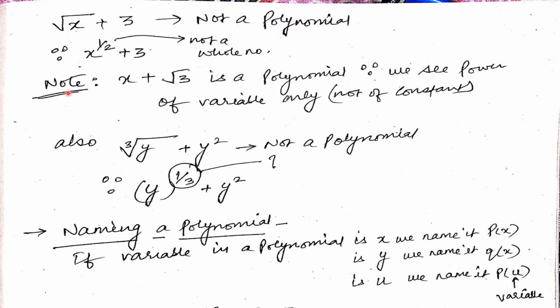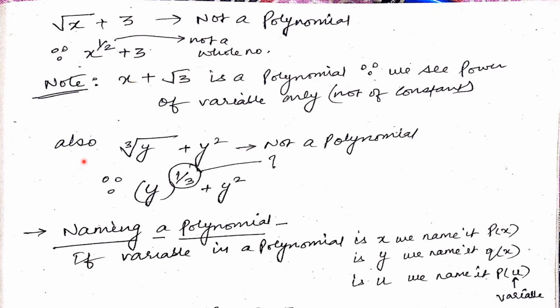Note, very important. Suppose I make this root on this 3 and make the question like this, x plus root 3. Now, what do you think? Is it a polynomial or not? It is a polynomial, because the rule said you have to see the power of only the variable. Constants have no effect on this rule, only the variable. And if you observe, the power of this variable is, yes, 1. This power is 1. So hence it is a polynomial.